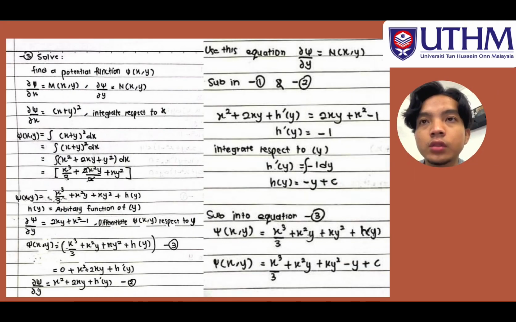So next we find the potential function of f(x,y). To find the potential function, we can use the equation delta M over delta y equal to delta N over delta x. We must integrate the condition depending on x.